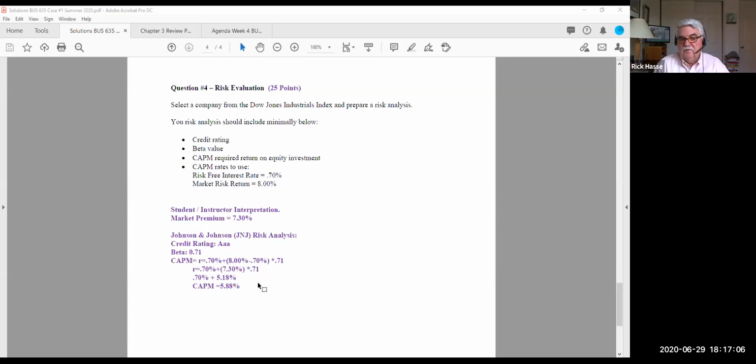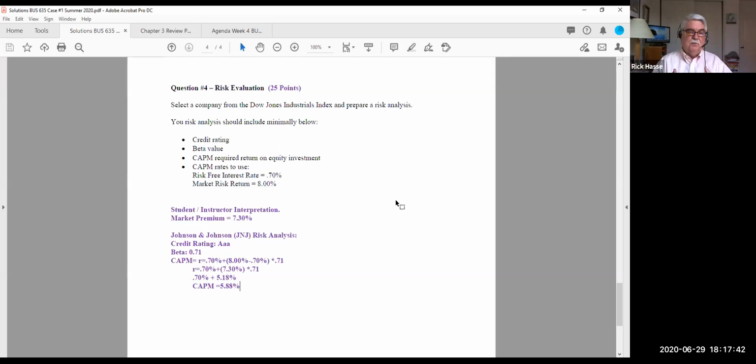So we get 7.3% as the market premium. Then to complete the capital asset pricing calculation, I take the risk-free rate plus 7.3% times the beta of the company, the risk of Johnson & Johnson in the market, of 0.71. I get 0.7% plus 5.18%. That's the risk times the market premium. And I get a capital asset pricing rate of return on investment of 5.88%.